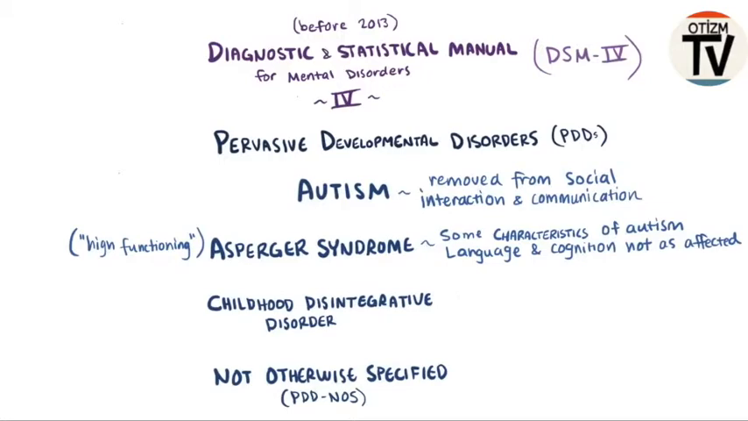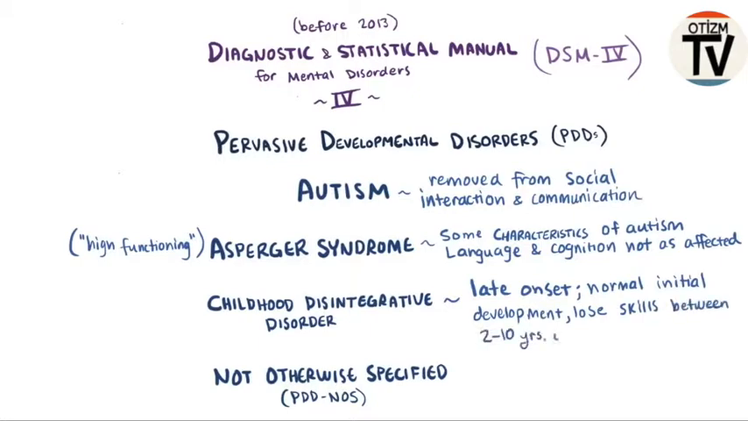Childhood disintegrative disorder was used to describe late onset of developmental delays, so these children develop normally for their age, but then they seem to lose the acquired social and communication skills sometime between age 2 and 10. Pervasive developmental disorder, not otherwise specified, is essentially a catch-all category in which patients meet some, but not all features of autism, Asperger's syndrome, or childhood disintegrative disorder.